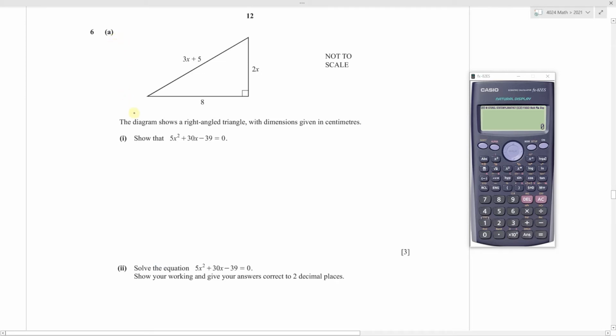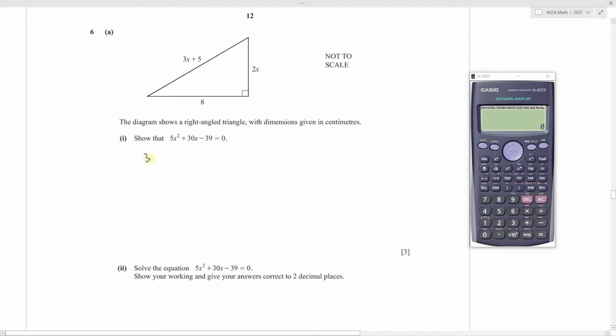Question number 6, part A. The diagram shows a right angled triangle with dimensions given in centimeters. Part 1 is show that 5x squared plus 30x minus 39 equals 0. So it's a right angled triangle. I will use the Pythagoras theorem where this is the hypotenuse and these are the other two sides.